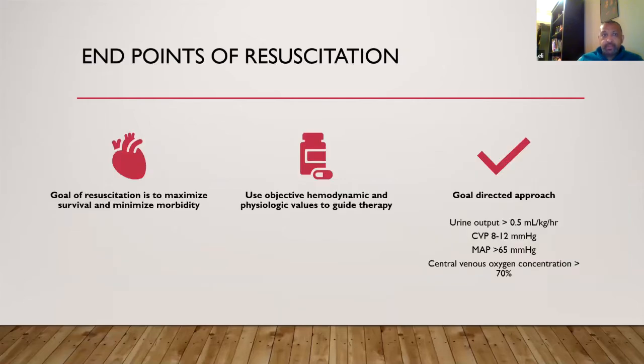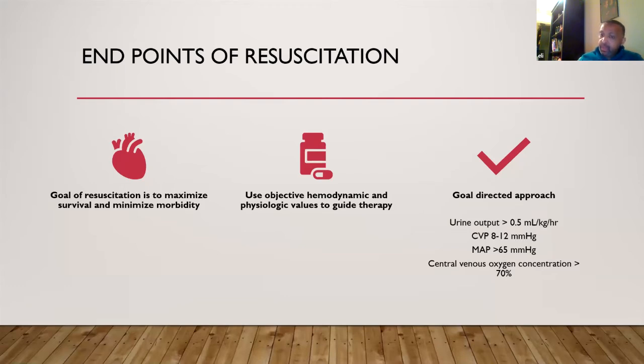Next, endpoints of resuscitation. The whole goal is to maximize survival and minimize morbidity, right? That's very important. So that's why you want to get to a certain level. These are the goals. As I mentioned earlier, urine output above 0.5 ml per kg per hour. Central venous pressure, try to get at least 8 to 12. And your mean arterial pressure is the main important one, above 65 millimeters of mercury.